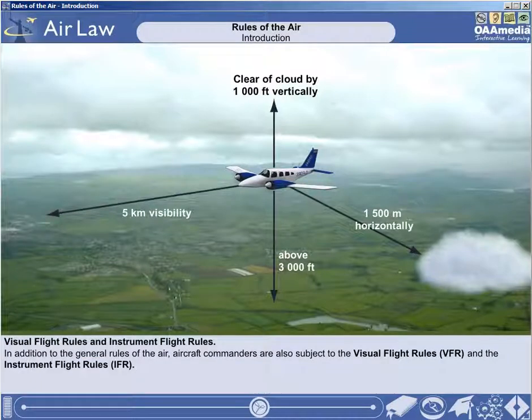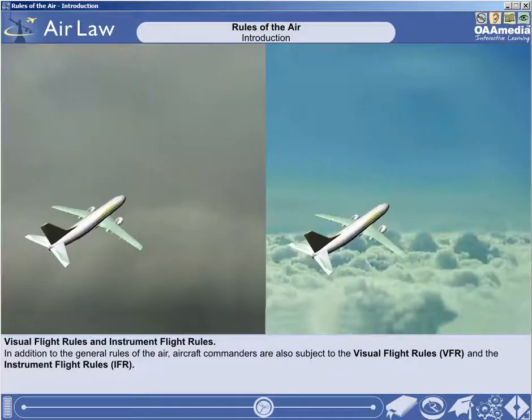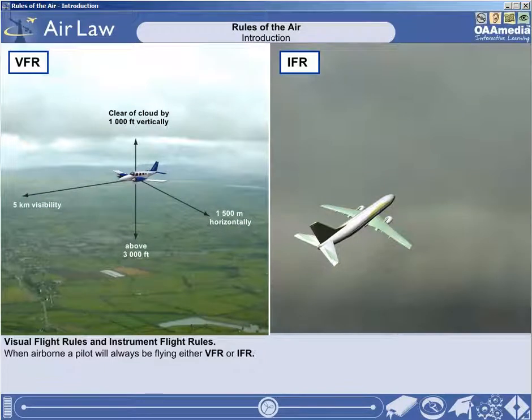However, in addition to the general rules of the air, aircraft commanders are subject either to the visual flight rules, referred to frequently as VFR, or the instrument flight rules, commonly known as IFR. When airborne, a pilot will always be flying in accordance with either the visual flight rules or the instrument flight rules.